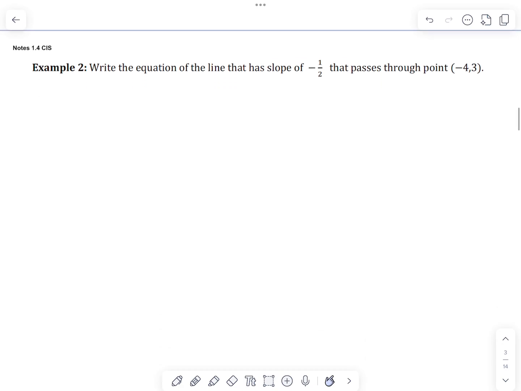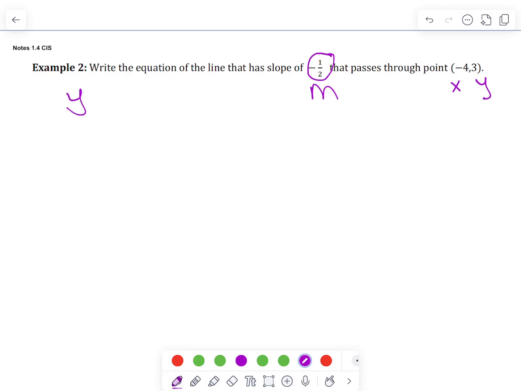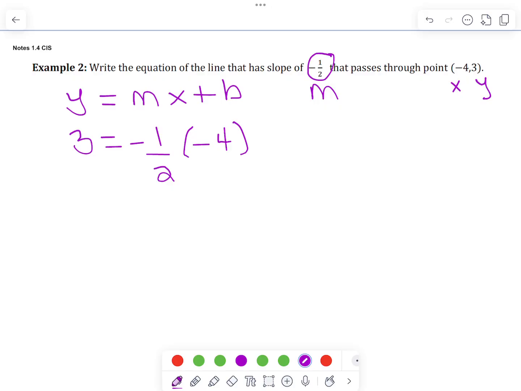Example 2. Write the equation of the line that has a slope of -1/2 passing through the point (-4, 3). So here's our slope, our m, and now we have a point. We have an x and a y. So we don't know what the y-intercept is. So we don't know the b. We're missing the b. So we're going to go ahead and substitute the point and the slope in to find that y-intercept. So the y is 3, the slope is -1/2, the x is -4.